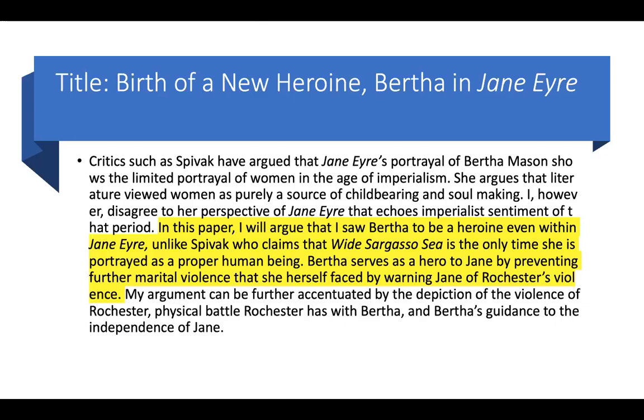Bertha serves as a hero to Jane by preventing further marital violence that she herself faced, by warning Jane of Rochester's violence. My argument can be, and this is where the roadmap comes in, further accentuated by the depiction of violence of Rochester, the physical battle Rochester had with Bertha, and Bertha's guidance to the independence of Jane. So you can start with a counter argument if you want to, or you can contextualize it if you don't think you're going to have a counter argument.